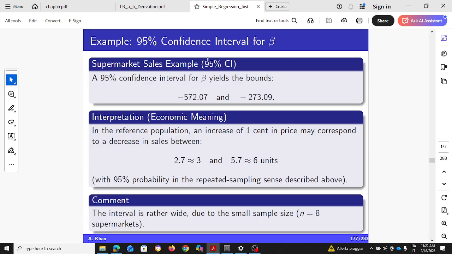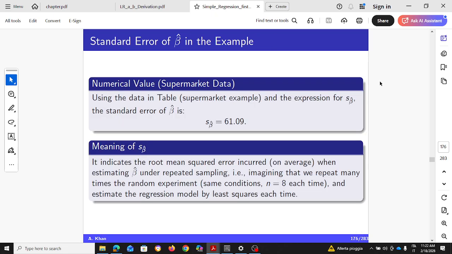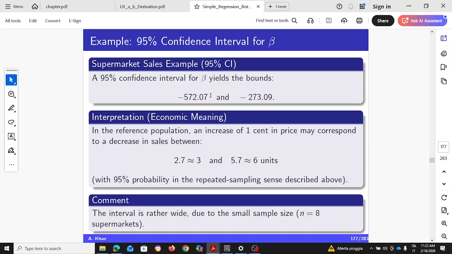Now for the confidence interval, if we put the values in our formula, for beta we get these values, the two extremes. We can do all of this in MATLAB with just one function, and you will have all these values. We'll see it at the end of the lecture. So, in reference to the population, if we increase the price by 1 cent, it may correspond to a decrease in sales of 3 units in this case, and in this case, by 6 units.